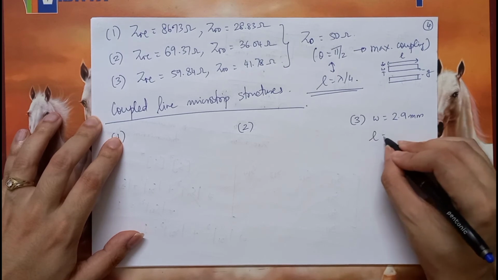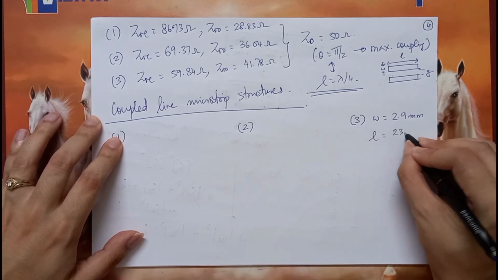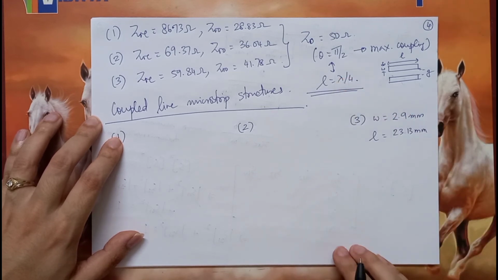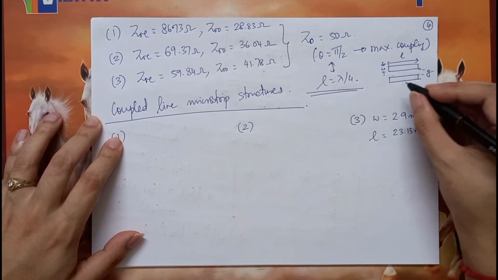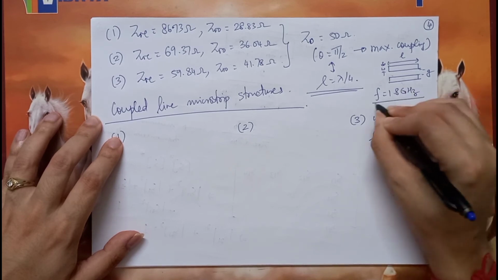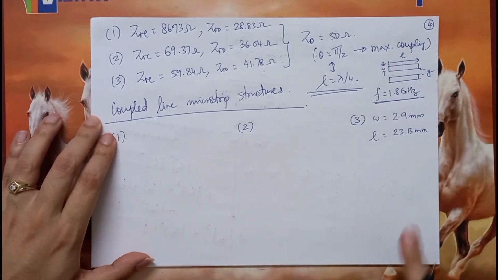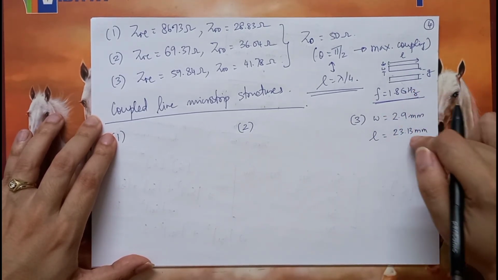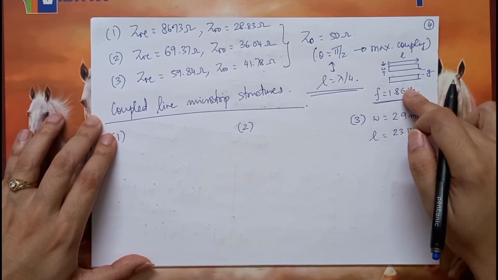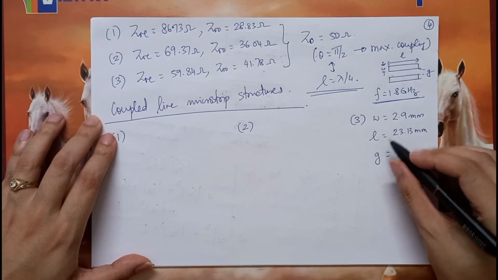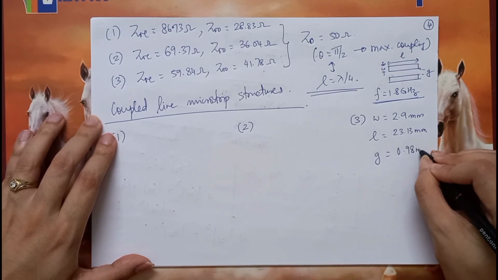The length is 23.13 millimeters, lambda by 4. So this is for a frequency of, let us say, 1.8 gigahertz. All that I'm going to show are for these dimensions. The dimensions are calculated for a frequency of 1.8 gigahertz at this length. At the same frequency, this length corresponds to lambda by 4. And the gap between the two conductors is seen to be 0.98 millimeters.